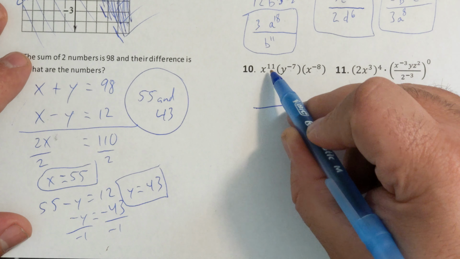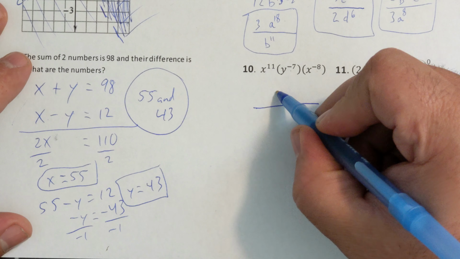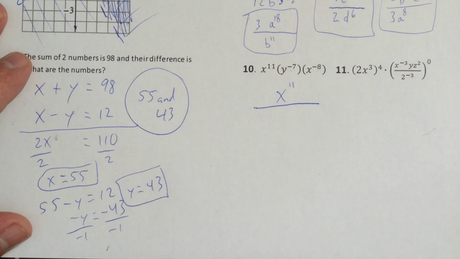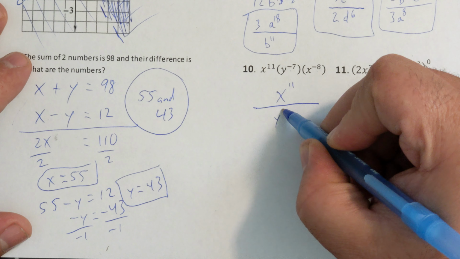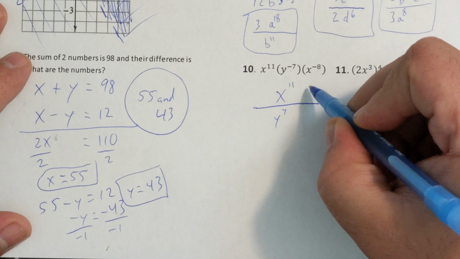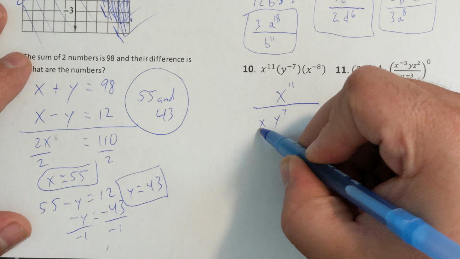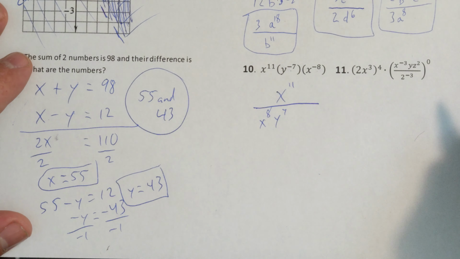We have some negative exponents. We have some positive exponents. The positive exponent means it stays where it's at, which is the numerator. And then these two that have negative exponents, we're going to write them in the denominator and change it from a negative 7 to a positive 7, and from a negative 8 to a positive 8.